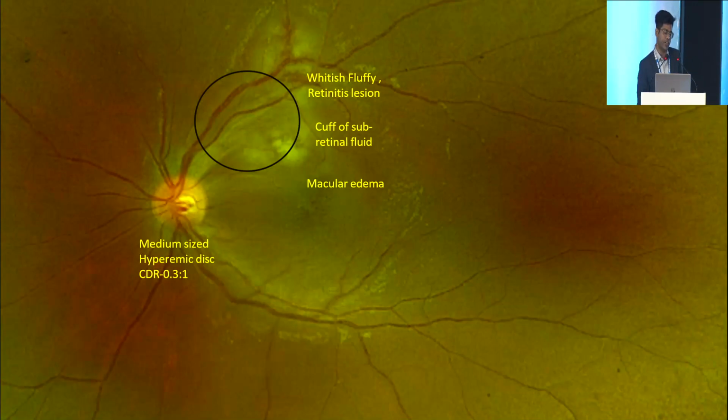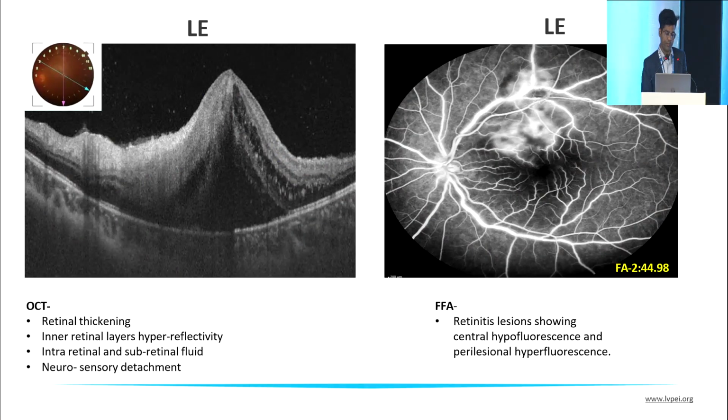This is a colored fundus photo of the left eye showing a medium-sized hyperemic disc with cup disc ratio 0.3:1 and a whitish fluffy retinitis lesion with vascular exudates along the superior, superotemporal and inferotemporal arcades, with a cuff of subretinal fluid and macular edema. However, this fundus finding does not correlate with the vision of counting fingers close to face. So something else is still happening.